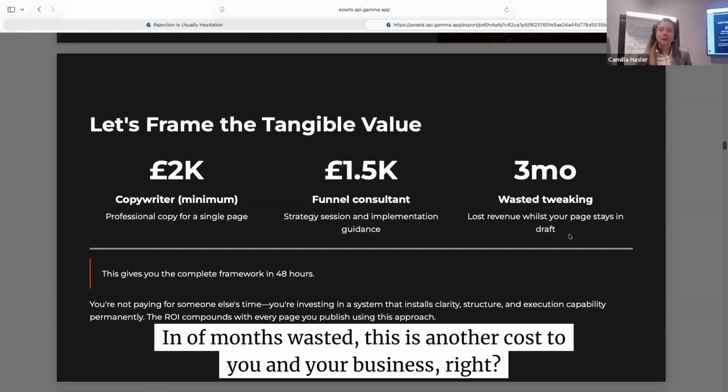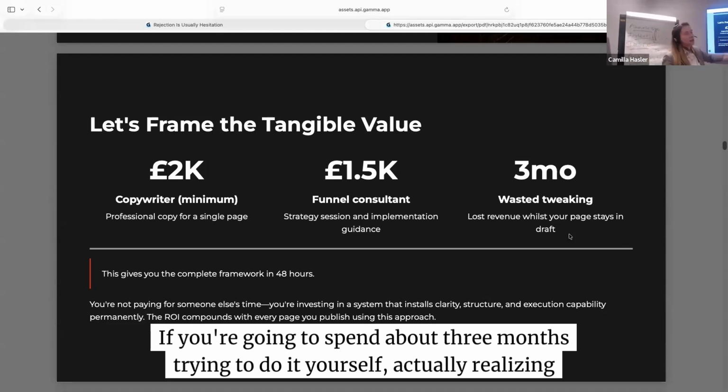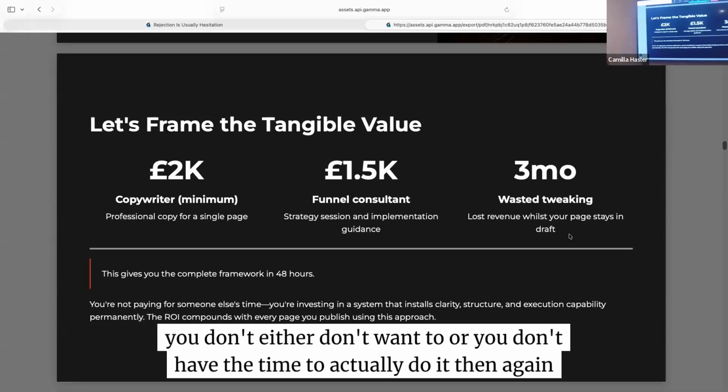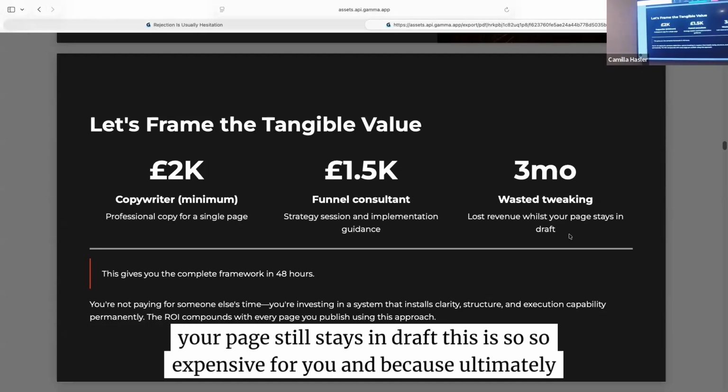In terms of months wasted, this is another cost to you and your business, right? If you're going to spend about 3 months trying to do it yourself, actually realizing that you don't want to or you don't have the time to actually do it, then again, your page still stays in draft. This is so, so expensive for you.